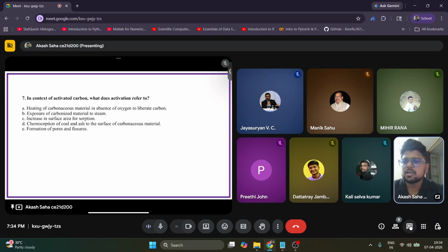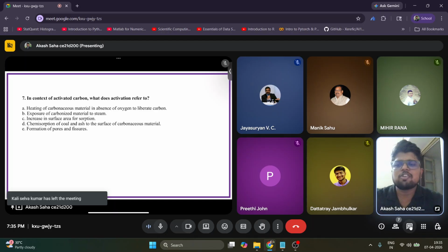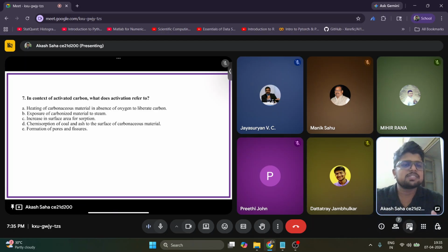So here if you see exposure of carbonized materials to steam, if you expose any carbonized material to steam, what will happen? The porous structure will come out. The less ordered carbon will be removed. Then increase in the surface area of sorption, that also means activation. Then formation of pores and fissures. If more porous material is there, the surface area will increase. So ultimately it will get activated. More sites for adsorption will be there.